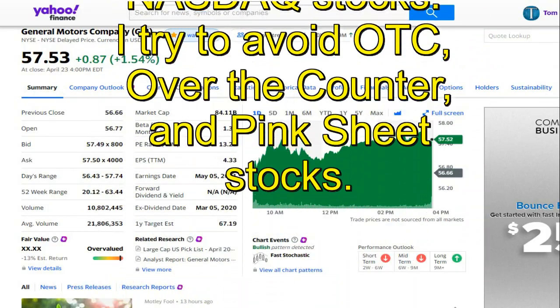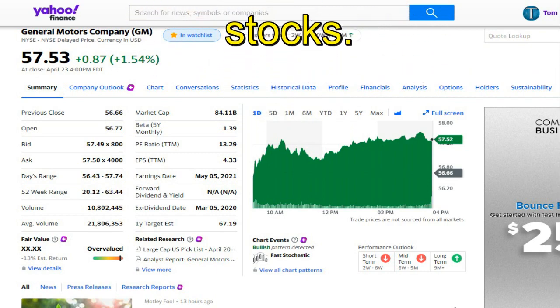$57.53. It was up 1.5% on Friday and closed at $57.53. Two-thirds of the way down, first column on the left, 52-week range, $20.12. Look at that. Sometime in the past year, someone could have bought GM for $20.12 and realized more than doubling at $57.53, the current price.